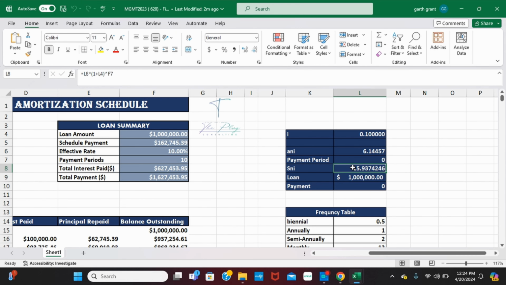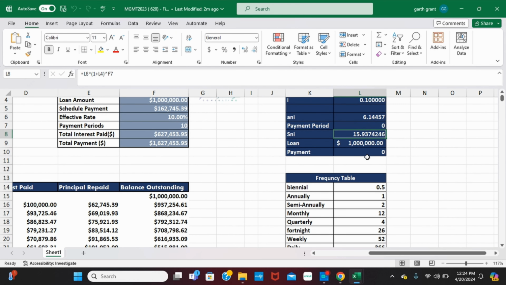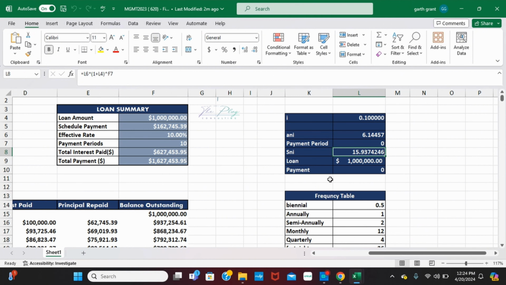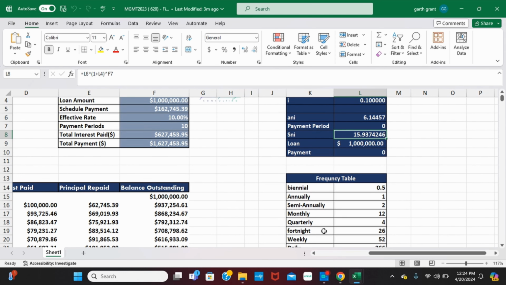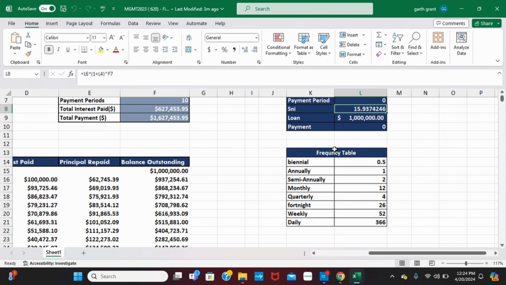I don't really explain anything, but what you're going to need is the interest rate, the ordinary annuity, the payment period, the loan amount, and you're going to need the frequency table. Frequency table just means how often will you be repaying the loan?